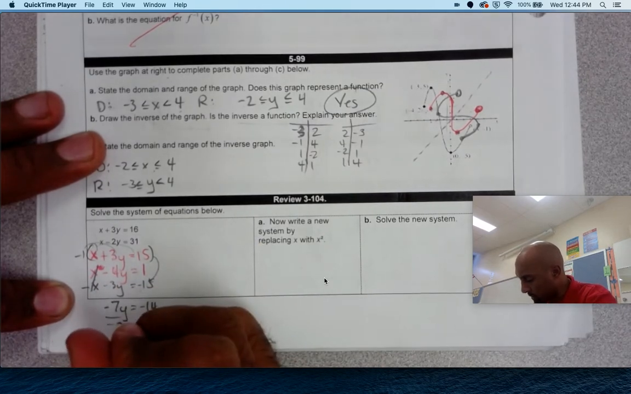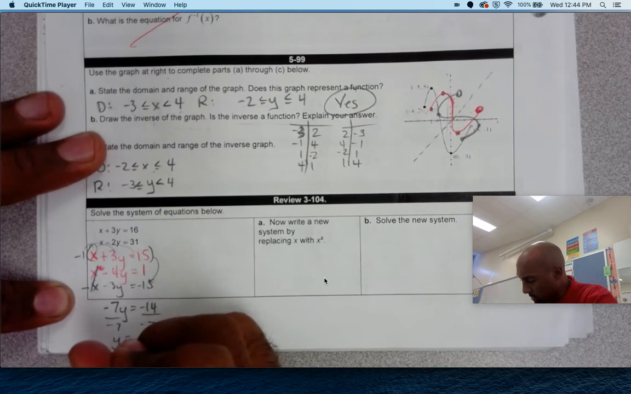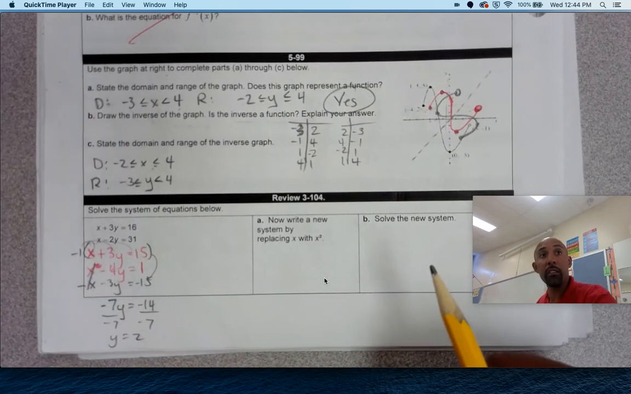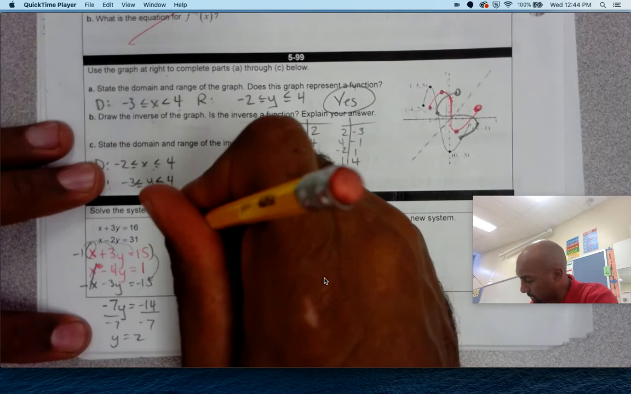Divide by -7, and y equals 2. All right, now you've got to find your x. Find x, plug it in.